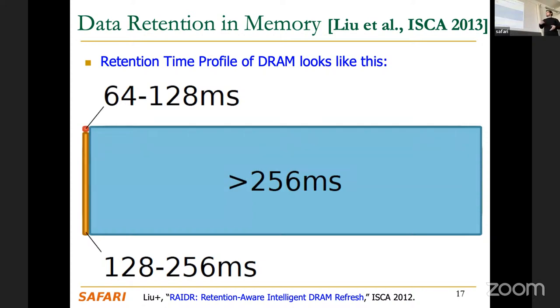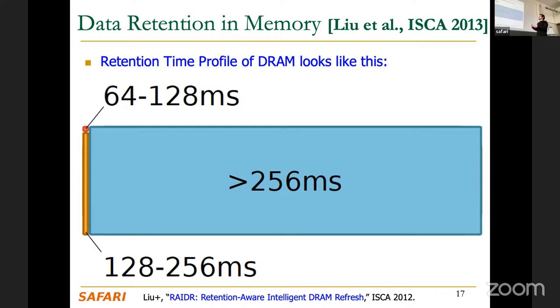And what they found is that the retention time profile of the DRAM looks like this. This is showing you pictorially the fraction of DRAM cells that have a retention time of 64 milliseconds, more than 128 milliseconds, and more than 256 milliseconds. The key thing here is that most cells can retain data for a longer time. And if you care about power, for example, you can profile the DRAM chip. One thing I didn't mention that is really crucial is that today this chip, for example, will be refreshed at 64 milliseconds, according to the standard.